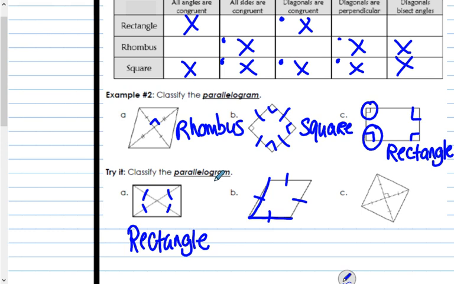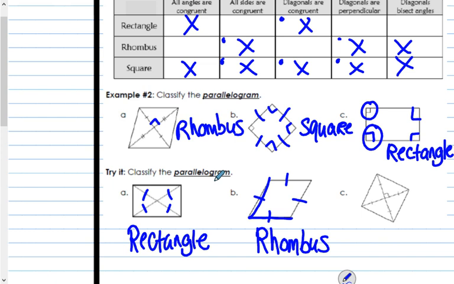Are all the angles congruent? We don't know. Are the diagonals congruent? We don't know. Are the diagonals perpendicular, or do they bisect the angles? We don't know. So we can only say this is a rhombus. It's enough information to say it's a rhombus, but we can't take it that step further and say it's a square.